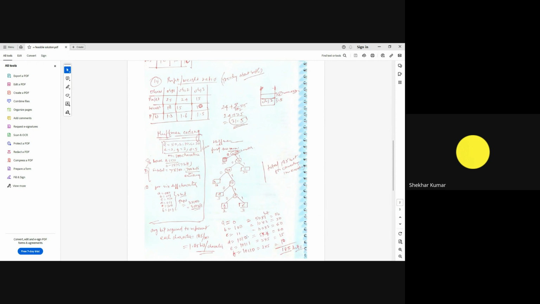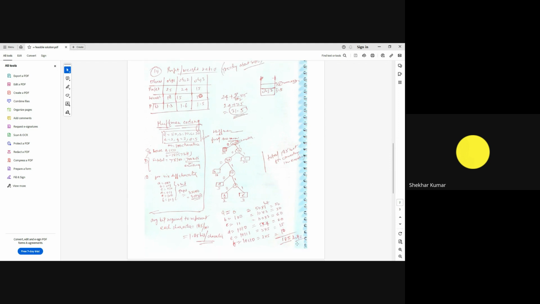For D, it requires 4 bits to represent, and the occurrence is 5 times. So it requires 5 into 4, that is 20 bits. And for E, it requires 5 bits and the occurrence is only 3 times. So it requires 15 bits. For F, again 5 bits and it is only 2 times. So it requires a total of 10 bits. Then if we sum all these bits, we find that a total of 185 bits are required with Huffman coding.